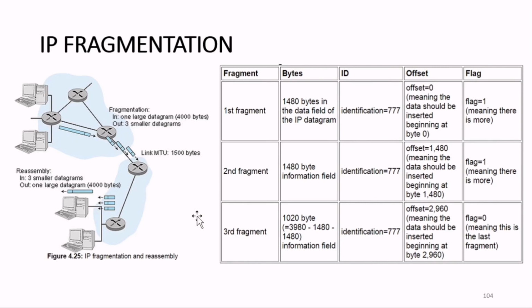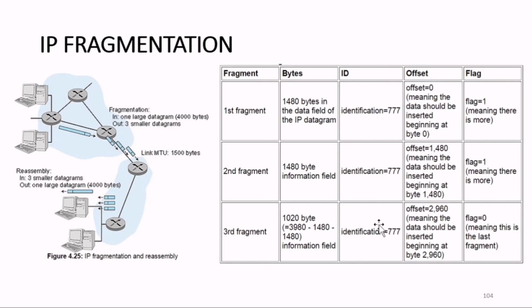For the third fragment, or the last fragment, we need to deduct from the total, which is 3980. Basically here it is 4000, however we need to deduct 20 bytes for the header, so that's why we get this number, minus 1480 for the first fragment, and another minus 1480 for the second fragment. So that's why we get 1020 bytes.